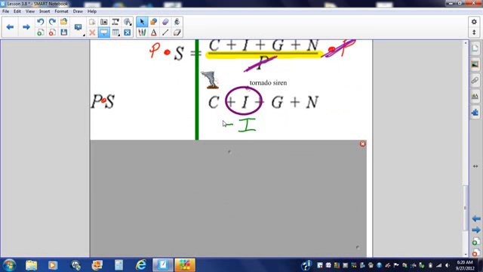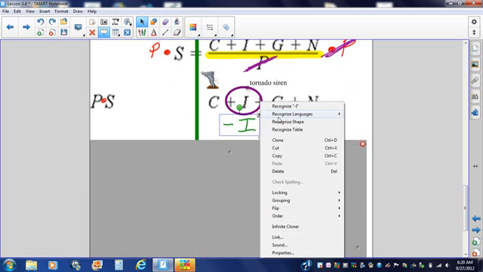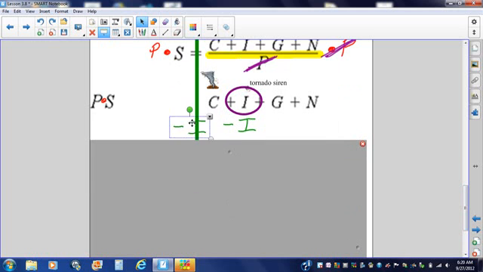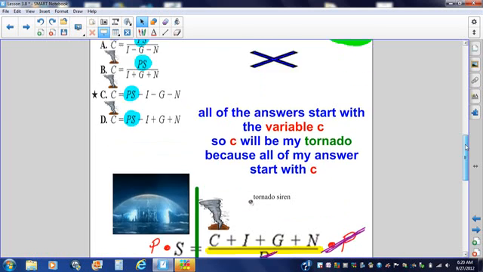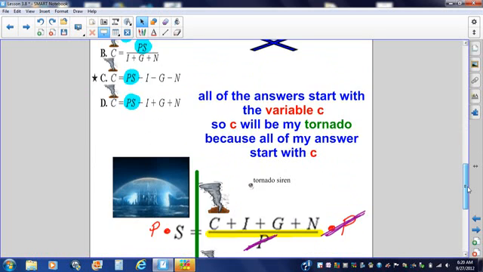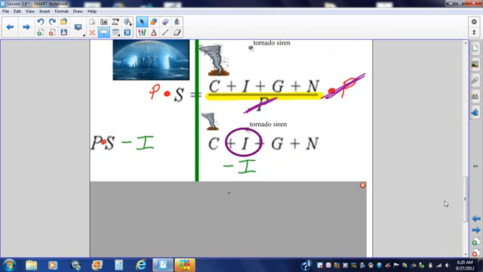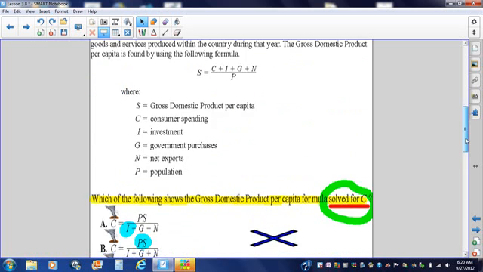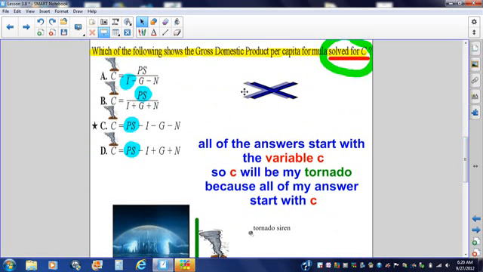Remember, whatever you do to one side, you're going to do to the other. So over here, I want you to write minus the letter I. Now, let's go look at your choices. That is a positive I. We want a minus or negative I. Hey, I can get rid of an answer. A cannot be right.